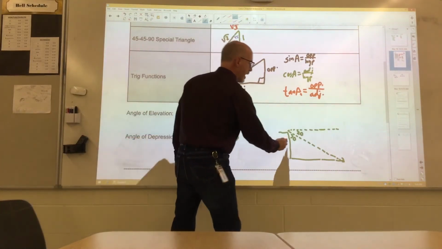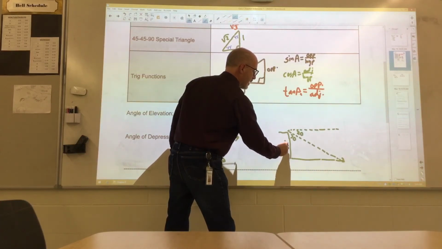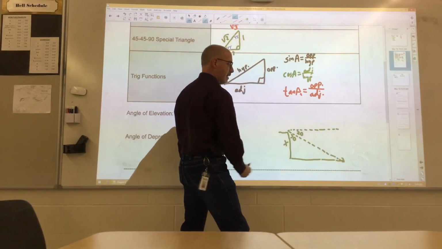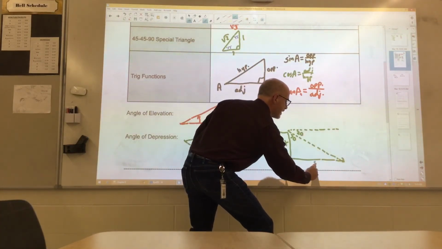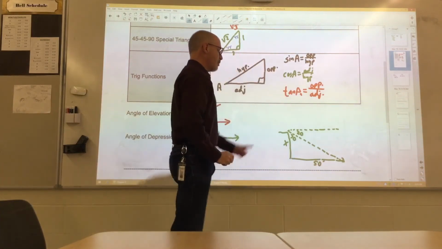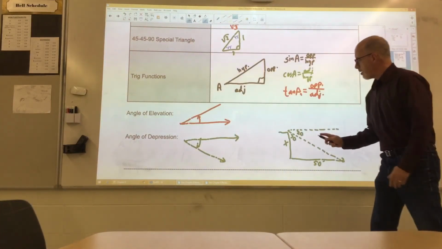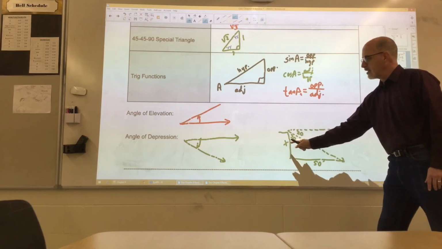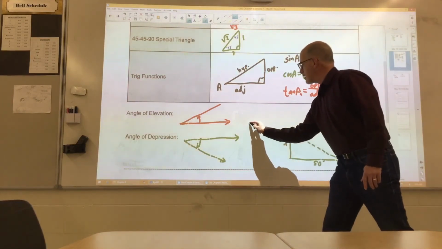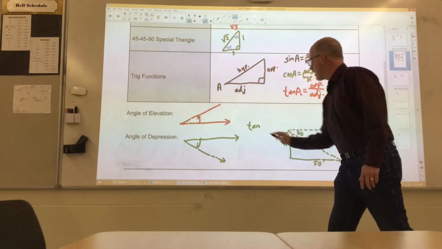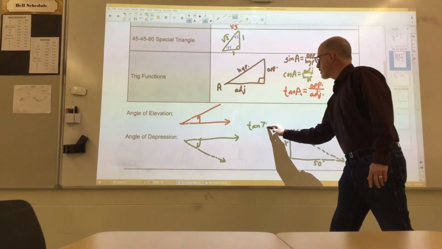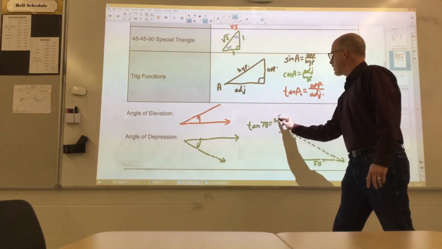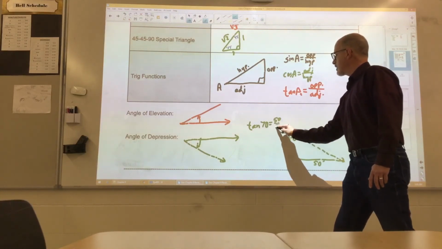So that if we want to know how high this cliff is, we call that x. And we know how far this object is from the base of the cliff, so let's say that that's 50 feet. Then what we'd set up for our trig functions to do this problem is we'd say we got 70 degrees, that's the opposite side, and there's the adjacent. So we would say tangent of 70 degrees equals the opposite side, which is 50, over the adjacent side, which is x.